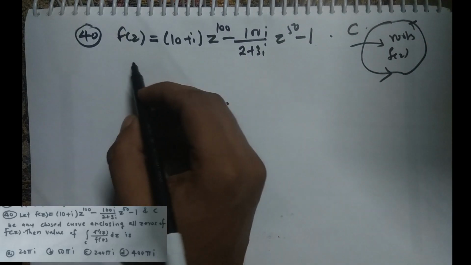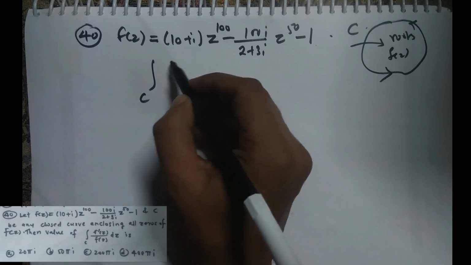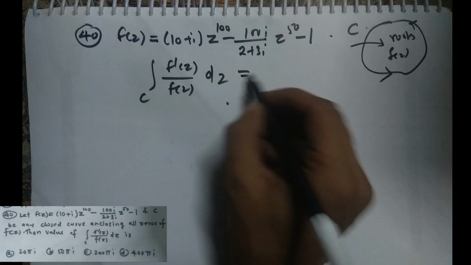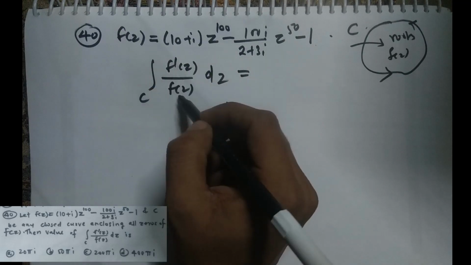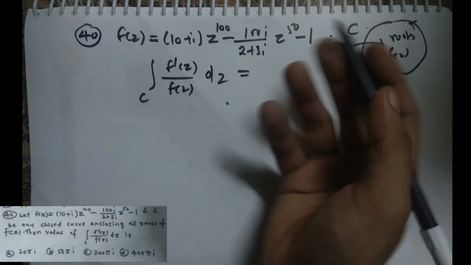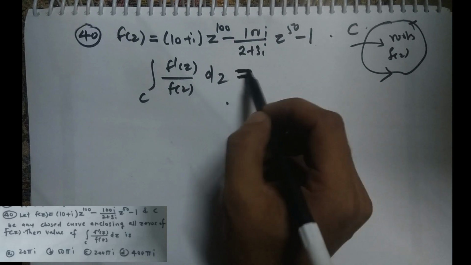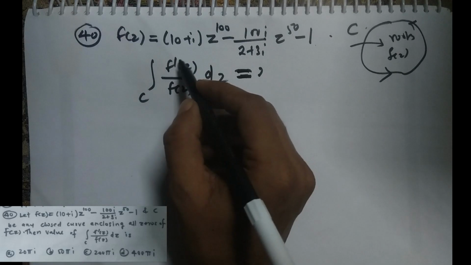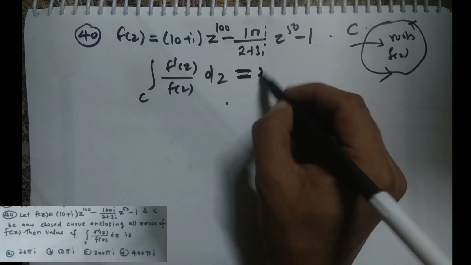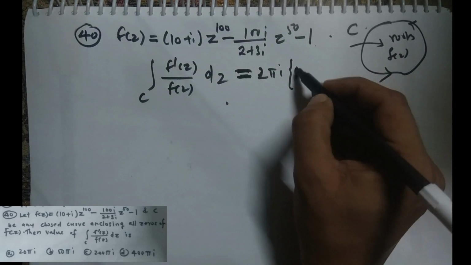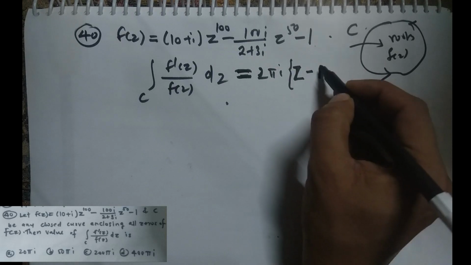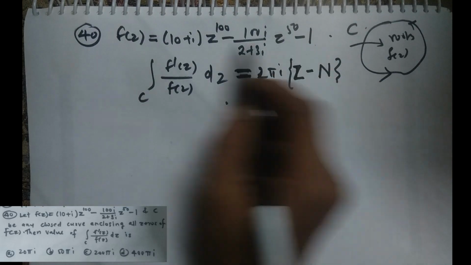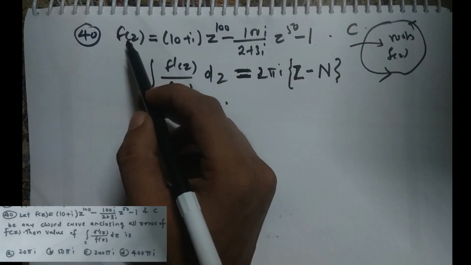Now they are asking about this integral, f'(z) upon f(z) dz. So what comes to your mind as soon as you see this, the integral of f'(z) by f(z)? Obviously only one theorem comes to your mind, and that theorem is nothing but the argument principle. And what it says: the integral of f'(z) by f(z) equals 2 pi i times (number of zeros minus number of poles). Now see, this f(z) cannot have any poles because this is not a rational function. So this f(z) will have only zeros.